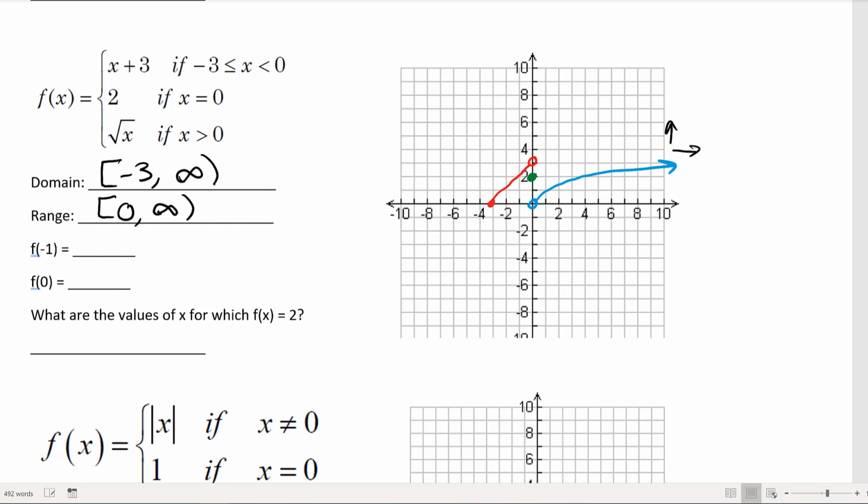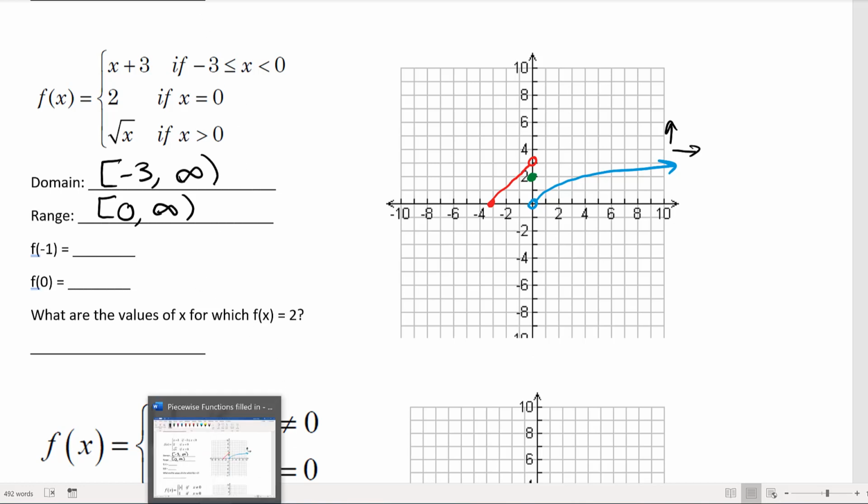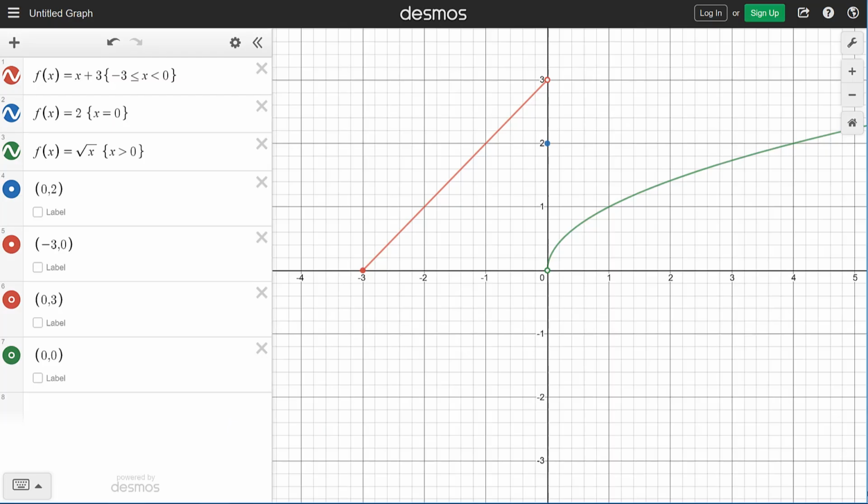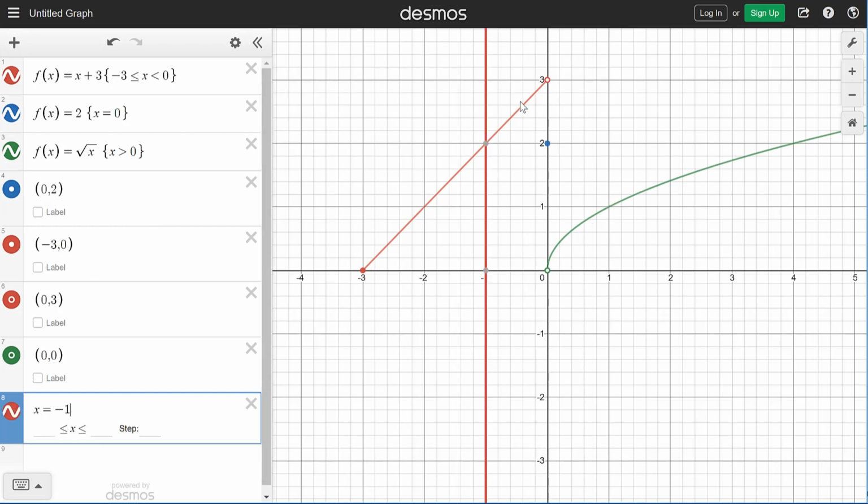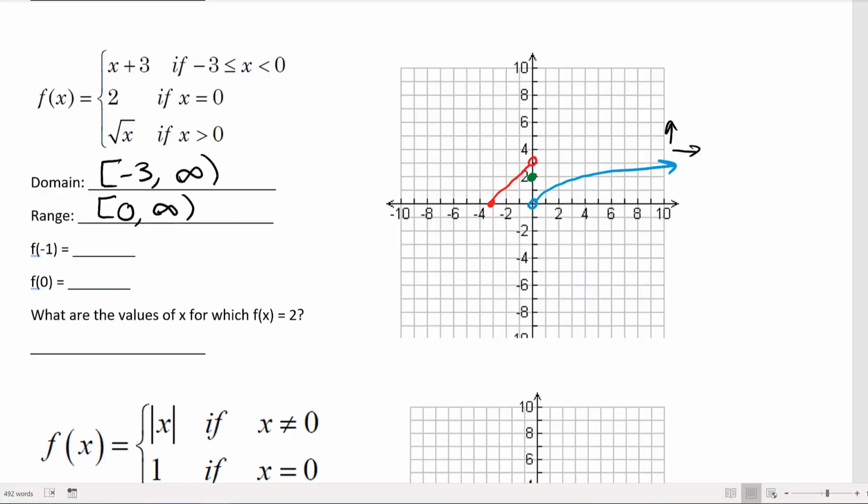Next, we're looking for what is the function value f of x for f of -1. So that's x equals -1. So I'm going to pop over to my graph again and just type in x equals -1. Where does that hit? Well, it hits right there, and I'm going to change that color to a different color. So right there is at (-1, 2). Therefore, f of -1 is 2. You can probably also see that right there on the graph.